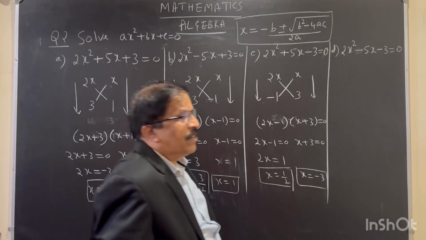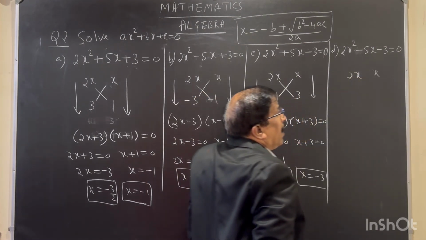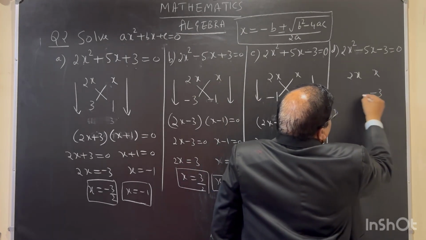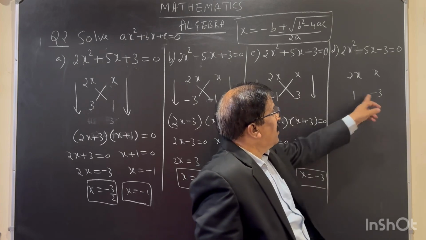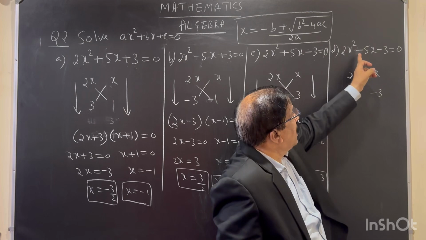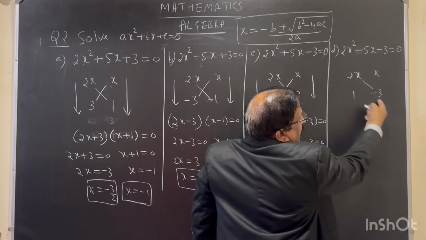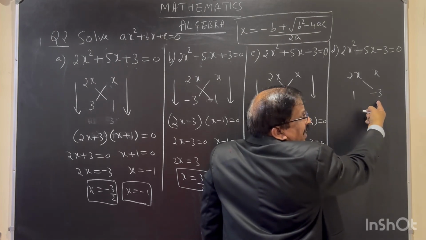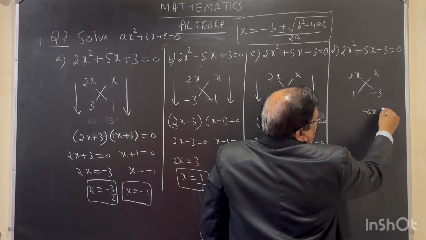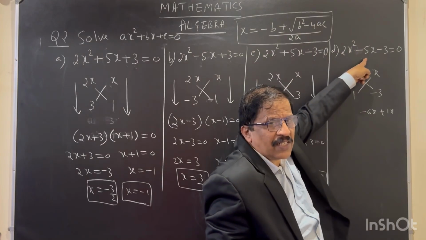And finally, what do you write? Here 2x into x, no change. This time it is minus 3, but this is also minus 5. So I make this minus and this plus, so that minus 3 into 1 is minus 3. One plus, one minus. The larger one should be minus because I want to get minus 5x, correct? 2x into minus 3 is minus 6x, minus 6x plus 1x. Minus 6x plus 1x is minus 5x, correct?